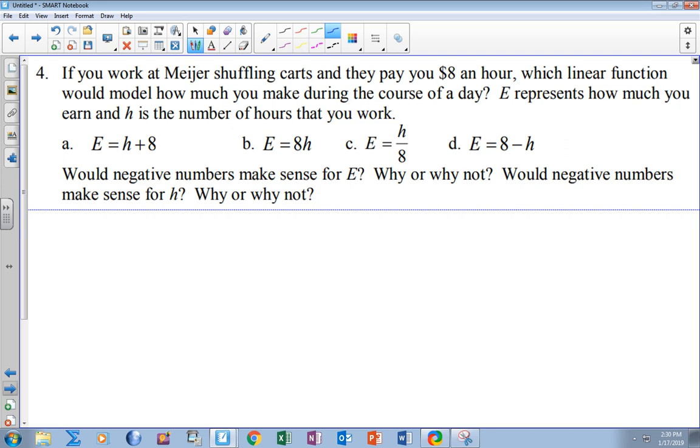Right, we don't want to do that. That does not make sense because they're just taking the number of hours you work and adding $8 to it. That's not $8 an hour, right? So what about this one? Yes, E equals 8 times H. If you worked 8 hours, you want them to multiply the number of hours times the amount of money you make to get $64, so it is B.